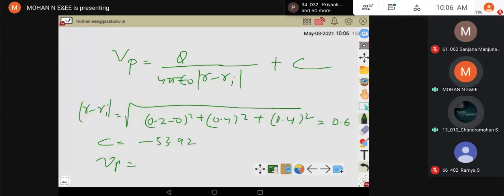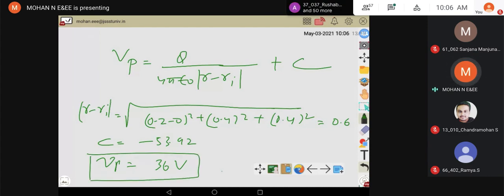Sir, 36 volts. 36. Okay. Just check out the potential got changed due to the change in the reference. Okay, 36 volts now. Next, last case.